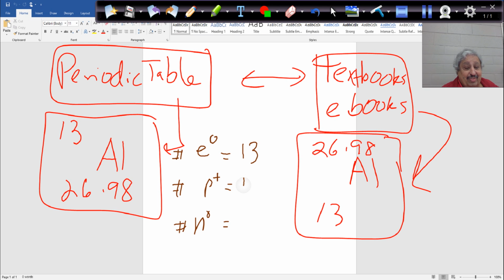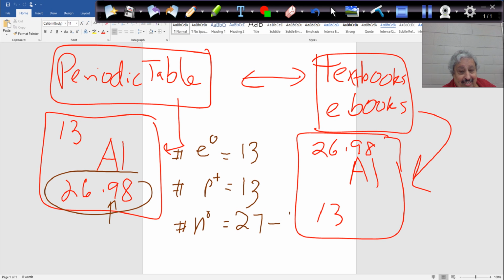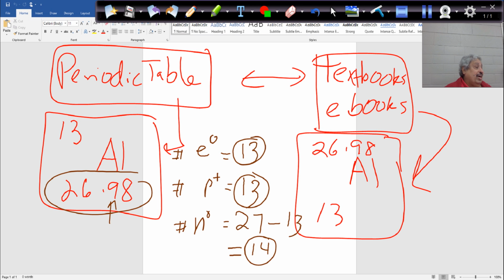13. How many? I have to round this one here because this is 5 and above, correct? 5 and above. This is how much? Minus 13 is how many? 14. So that's what you have here. Everybody agrees? Everybody is following? So now here's the challenge.